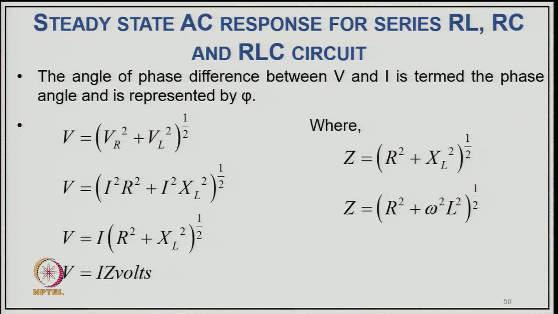So we can write V = square root of (Vr² + VL²), and V = square root of ((IR)² + (I XL)²), which is I times the square root of (R² + XL²). So V = I Z, where Z = square root of (R² + XL²), and Z can again be written as (R² + ω²L²)^(1/2).